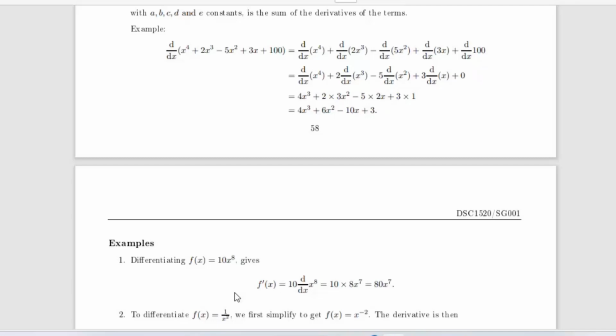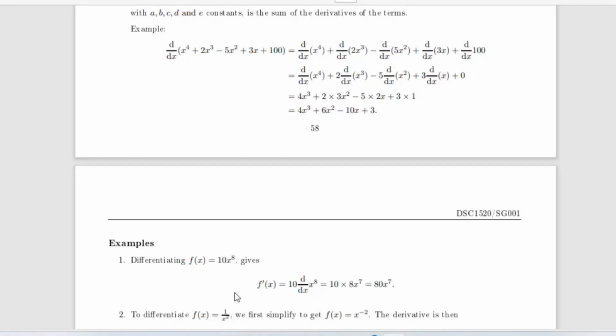They say it gives, okay? Another way of writing it is f prime of x. Take that 10, you bring it in front, you differentiate, because it's a constant. I'm repeating. That is the reason that 10 is in front of d by dx. And then we have got that x to the power 8.